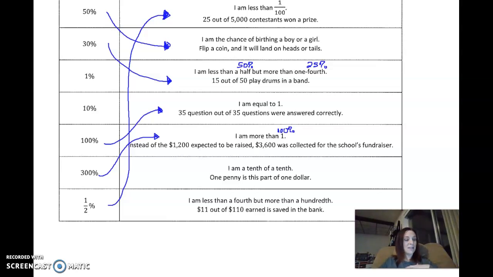Tenth of a tenth. 1 penny is part of this dollar. Okay, so you could go 1/10 of a tenth.